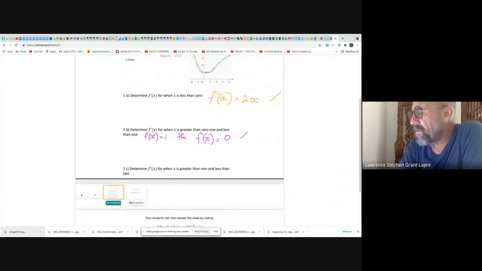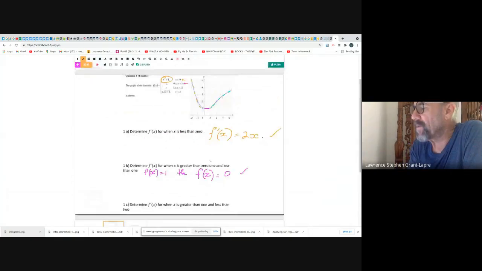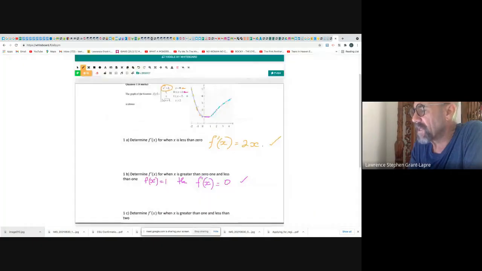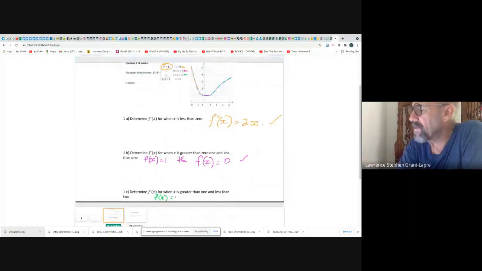Determine the derivative for when x is greater than 1 and less than 2. So we're now in the green part of the graph. So between 1 and 2, the function of x is simply x. So the derivative of x, that's 1x, is equal to 1. All right, so the derivative is equal to 1 between 1 and 2.